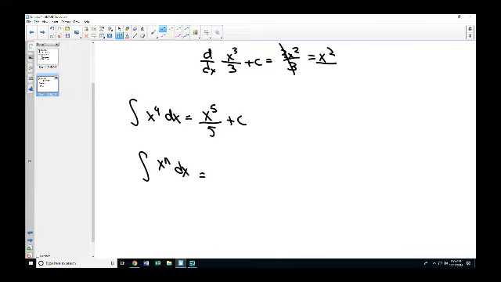So what would it be? Add 1 to the exponent: x to the n plus 1, over n plus 1, plus C. Because with a derivative, you subtract 1.